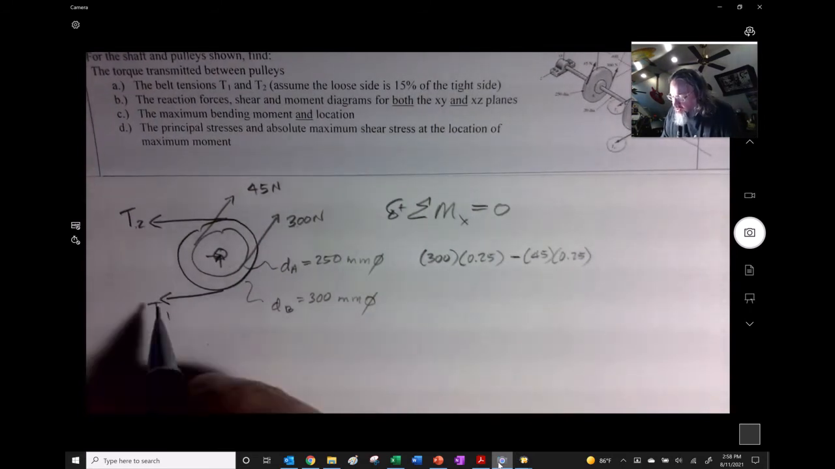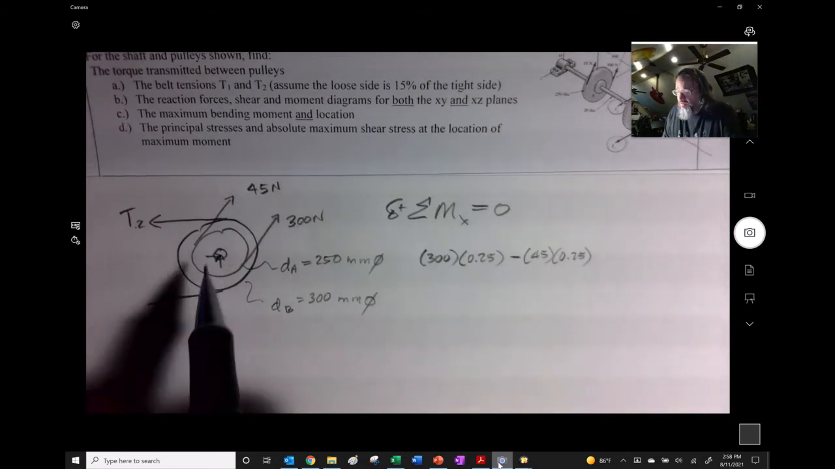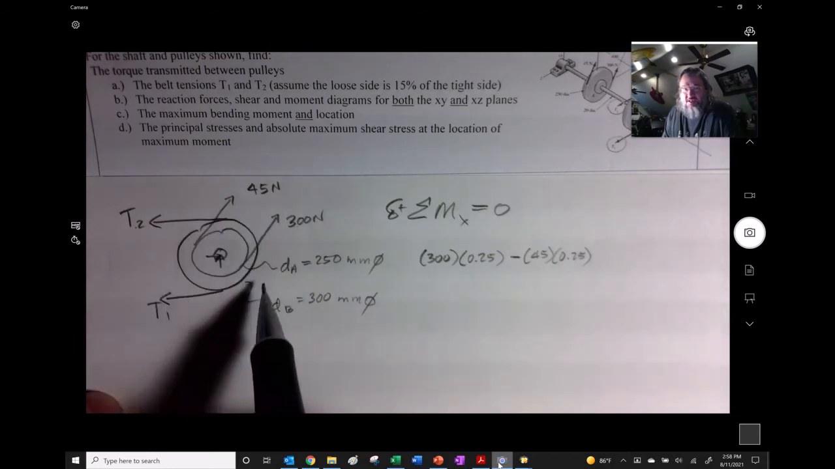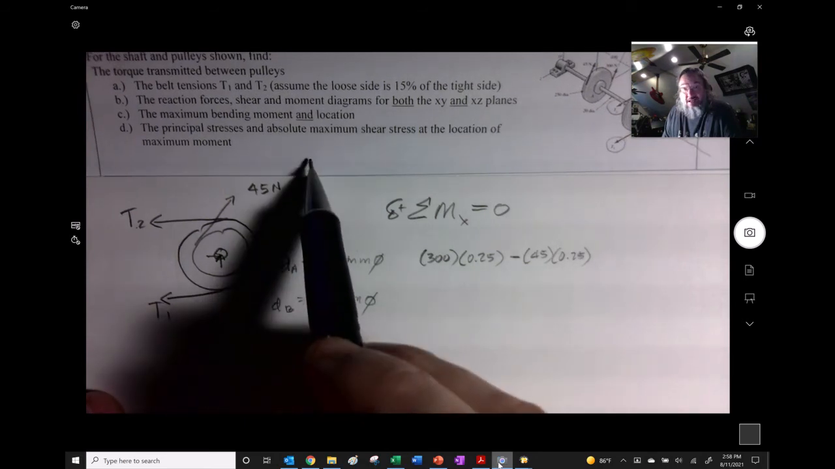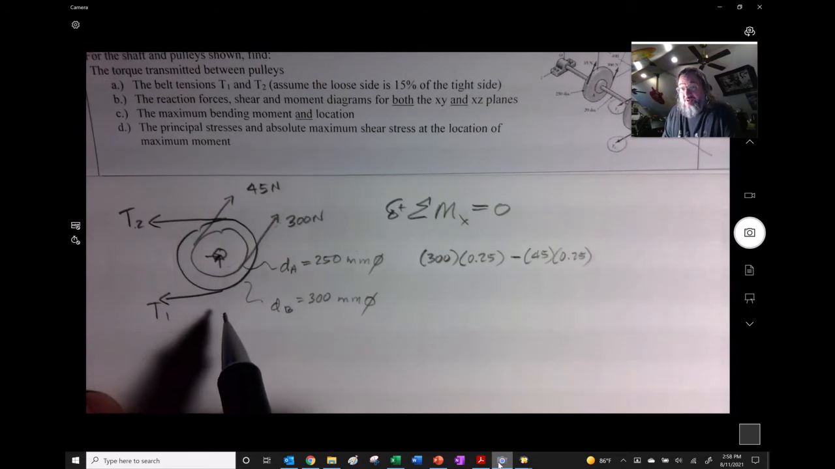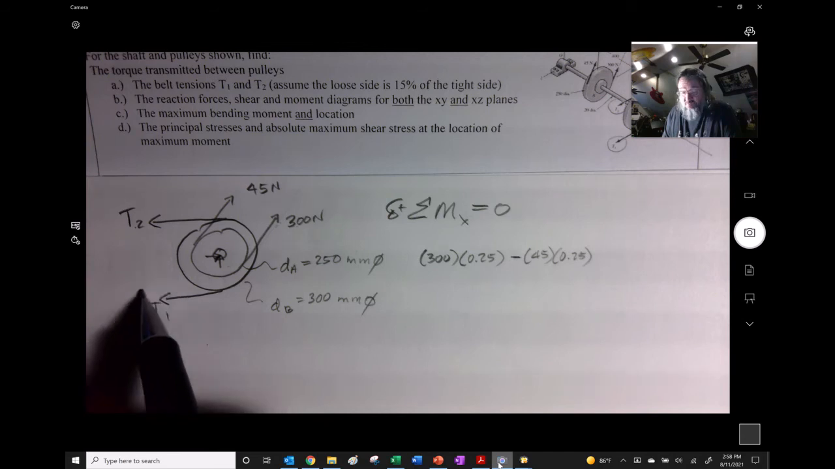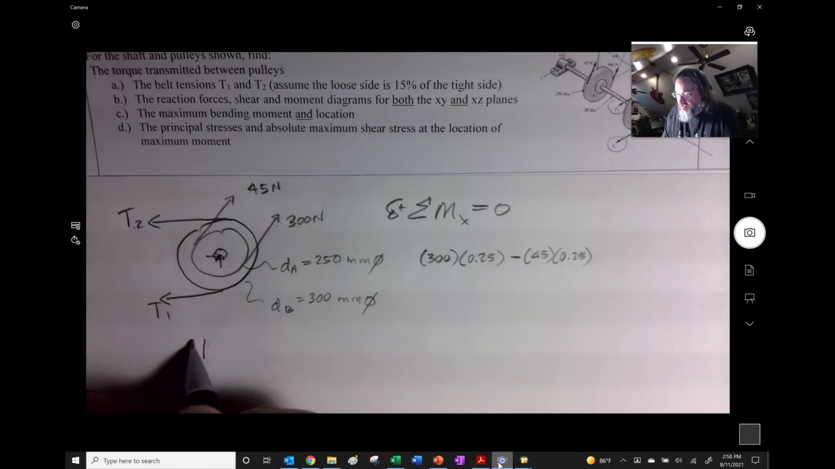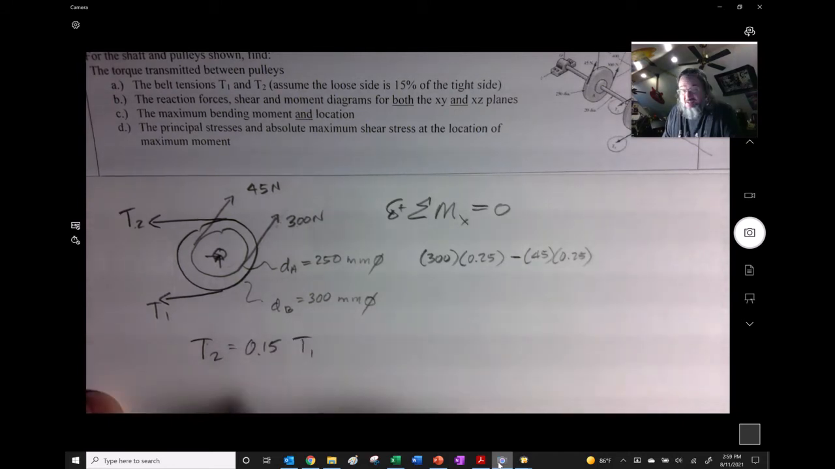Now, we know that the loose side is 15% of the tight side. Well, which one is the tight side? Well, you could just by observation figure out which one's going to be the tight side. If this one's 300, that's trying to make it go counterclockwise, then the one that's going to be larger needs to make it go clockwise, right? Because they need to balance out. So T1 is going to be larger than T2. Therefore, T2 is equal to 0.15 T1. You see how that goes, right?